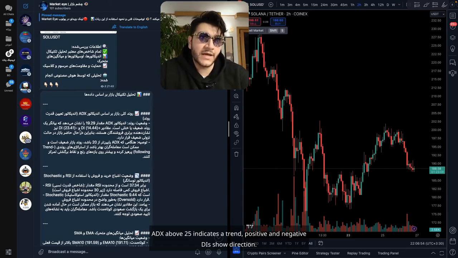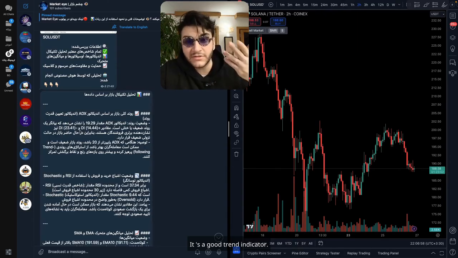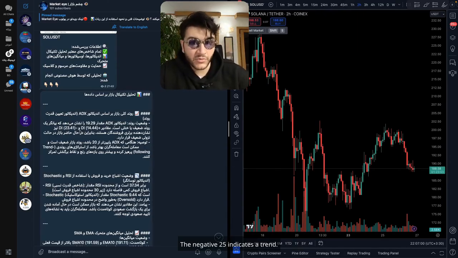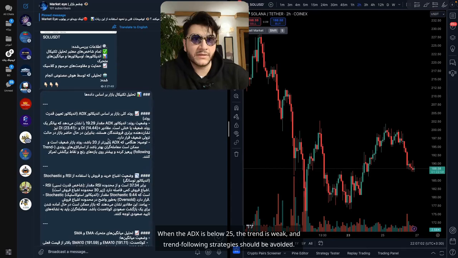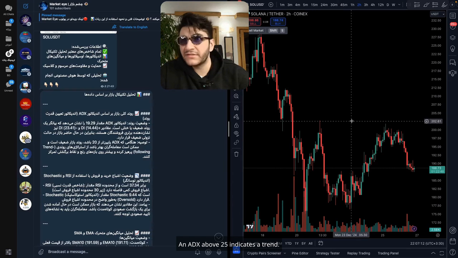ADX above 25 indicates a trend. Positive and negative DI show direction. It's a good trend indicator. When the ADX is below 25, the trend is weak, and trend following strategies should be avoided. It's currently at 18. An ADX above 25 indicates a trend.